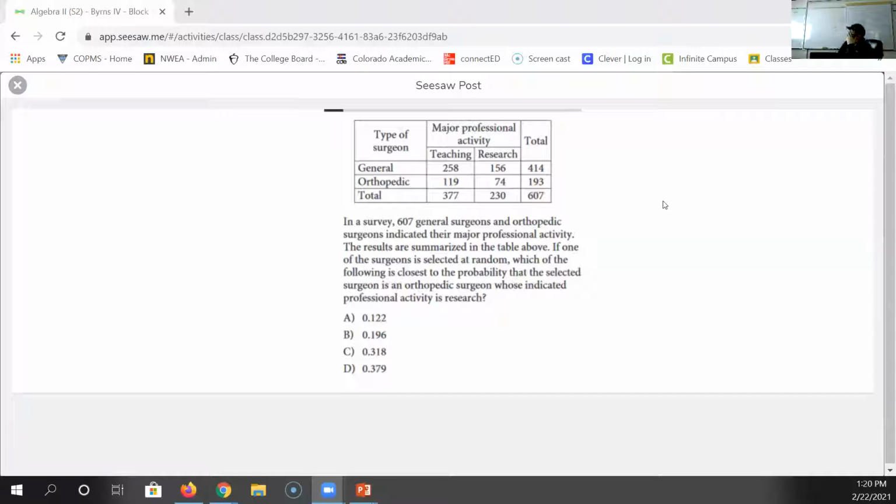Sorry. So the hardest part about this question is really just finding the information. We don't want to get dismayed by this total box because that doesn't affect us too much. The number we care about is 607 right here. We want orthopedic surgeons that specifically say they do research. So that's 74.